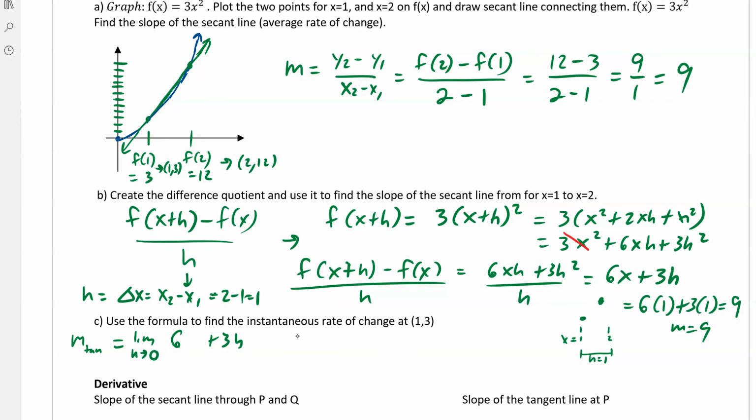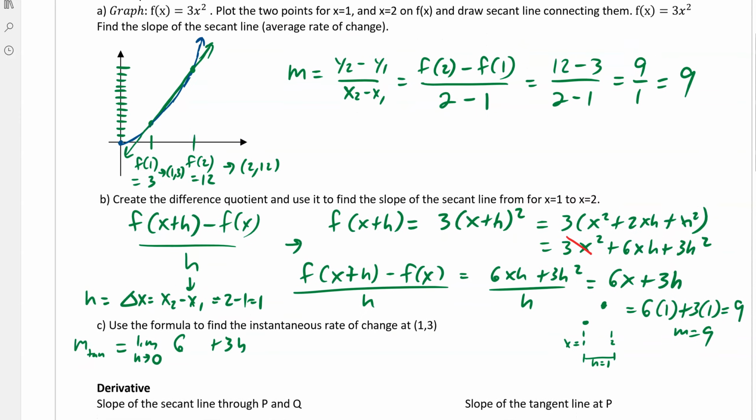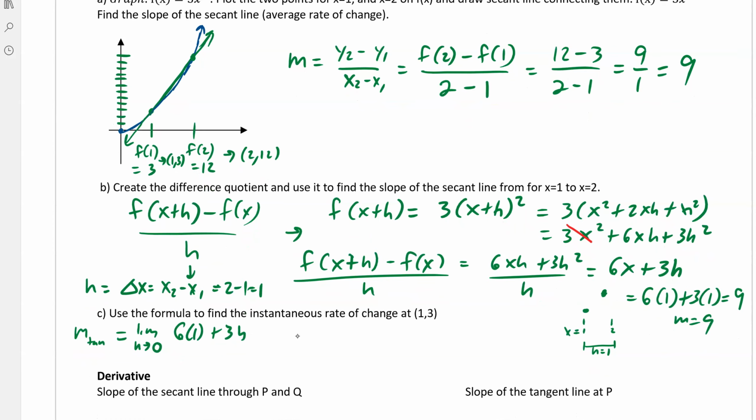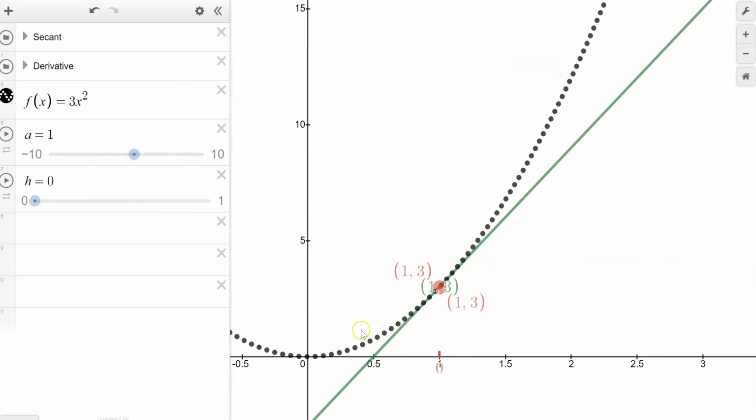Now our x here is 1, because what we're approaching is the 1. We're starting here at 1. Our parabola goes like this, and that's our tangent. So our x here is 1, our h is approaching 0, and our secant is becoming our tangent. And so if we plug that in, this approaches 0, and you're left with 6. So the slope of this line at 1 is 6.